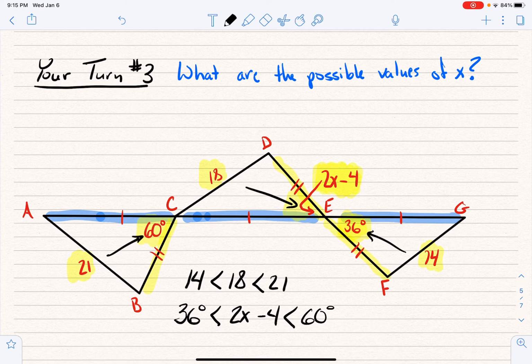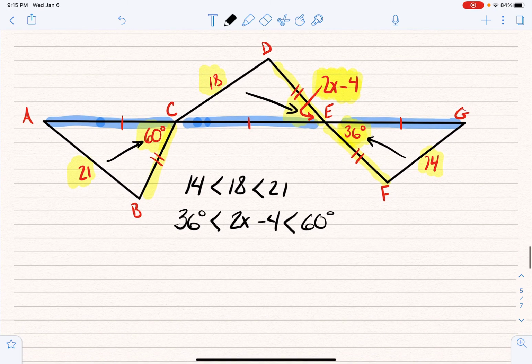Hopefully you got to this point. All right. And so at this point, what do? Well, I've got to solve for x. And so I'm trying to get this x all by itself. So I'm first going to add 4 to all 3 parts. We've got what's called a compound inequality. It has 3 parts. Whatever you do to one, you got to do to all 3.